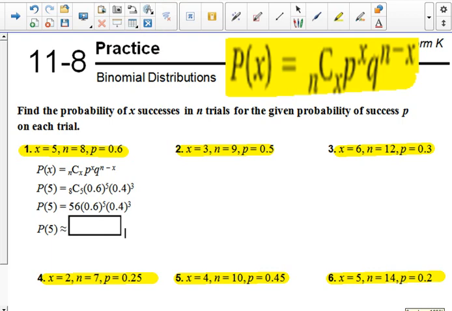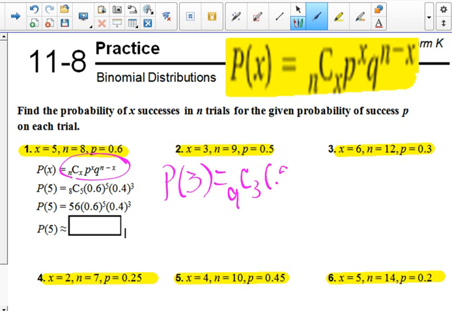Okay. Tell me what you wrote. For number 2, how did you start it? P of? I did the 9C3 and then... Well, how did you start your problem? P of what equals? So what's your x? So you start the problem out. P of 3 equals, and I'm looking at this. So nCx. So what's it going to be? What's my nCx going to be? 9C3. Okay, times, and what's my p?